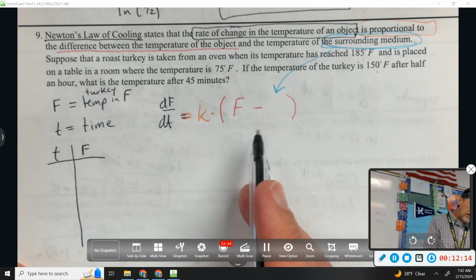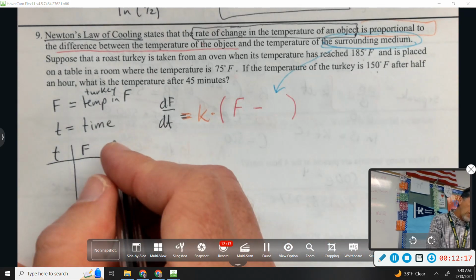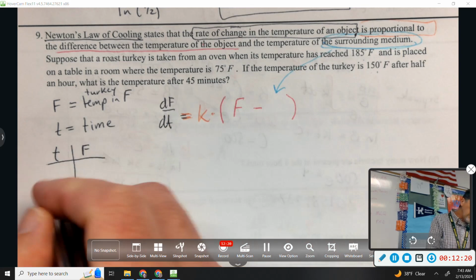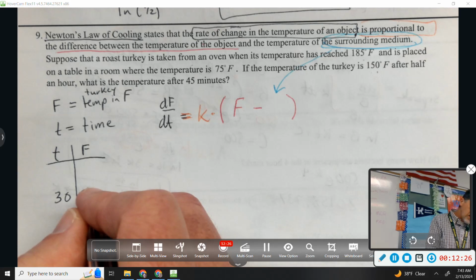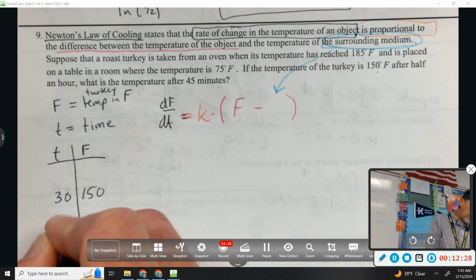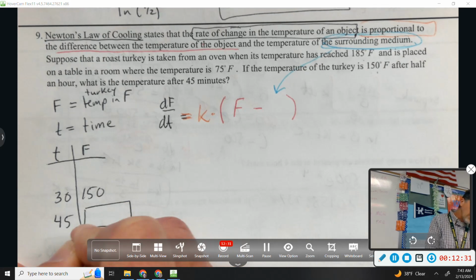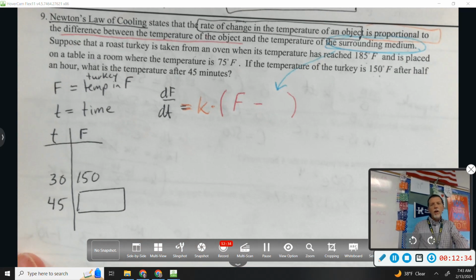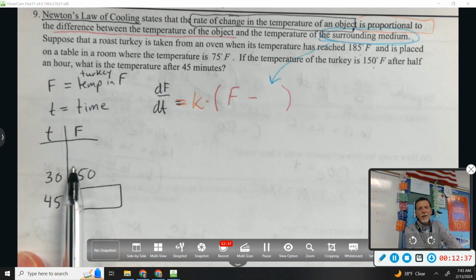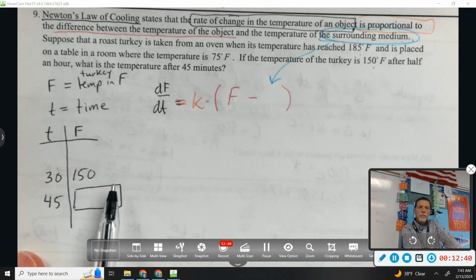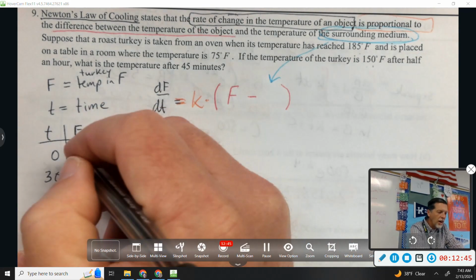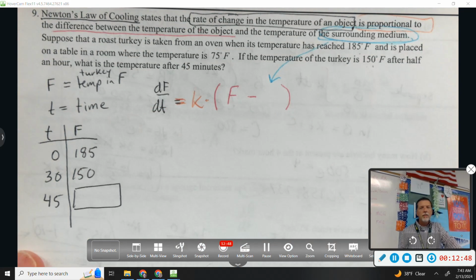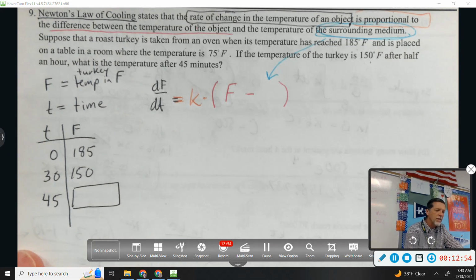So let's see. It's 150 after half an hour. Although here we've got minutes, so I'm going to switch to minutes. After 30 minutes, it's 150, and what we want to know is temperature after 45. But what else do I know? What did I leave out of my table here? What is the temperature at 0? Good, 185. The temperature of the turkey is 185 when we take it out of the oven. Well, where's this 75 go? What's that talking about?